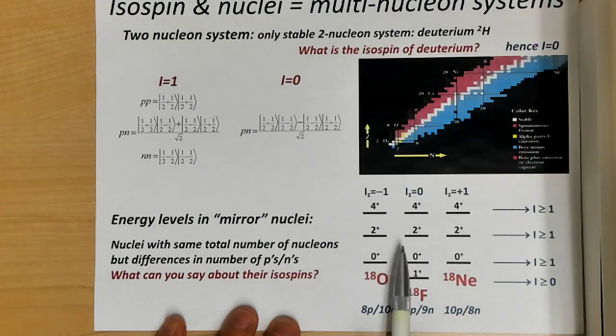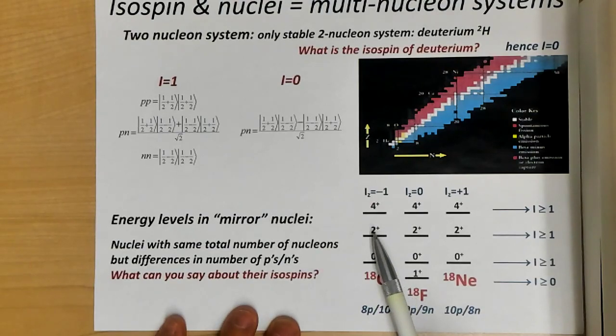Now then you can go up to look at the 0+ state, and you find that there are 2 other states, the 0+ state of oxygen 18 and the 0+ state of neon 18, that are very similar in energies to the 0+ state of fluorine 18. And so this belongs to a multiplet with at least I greater than or equal to 1.